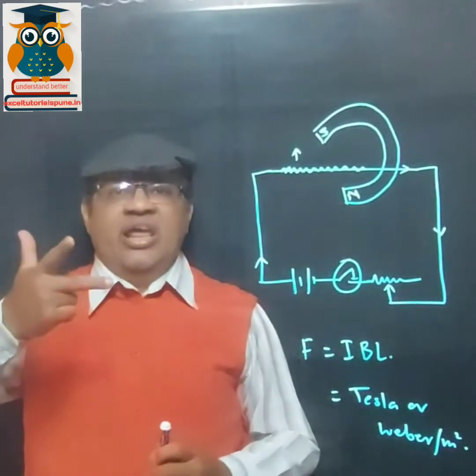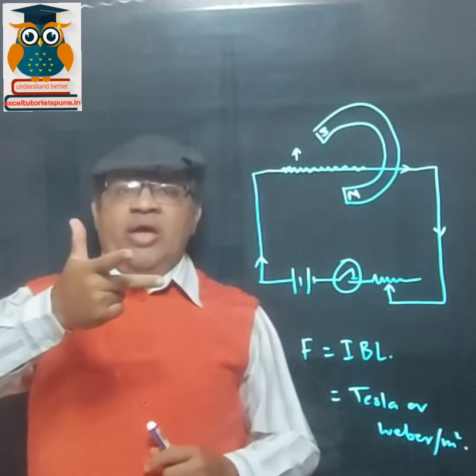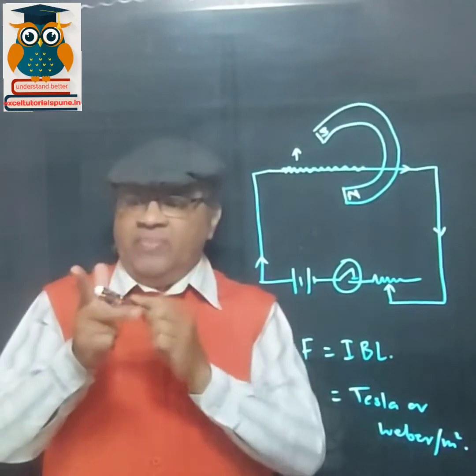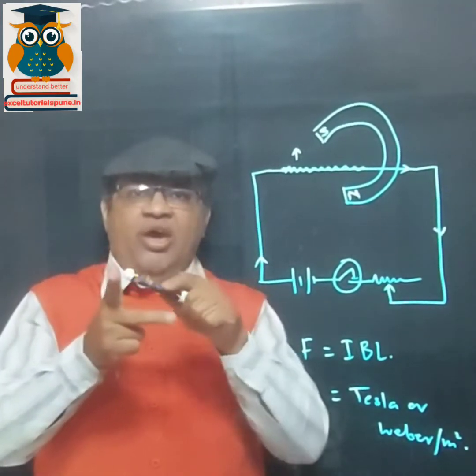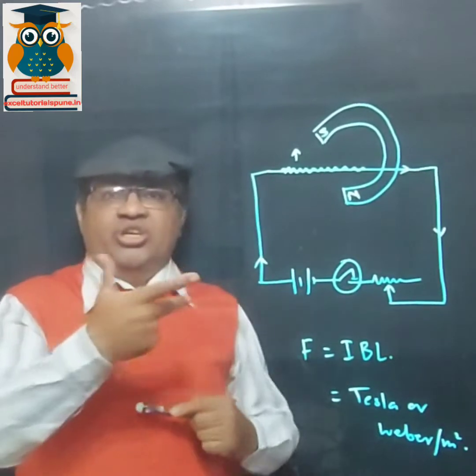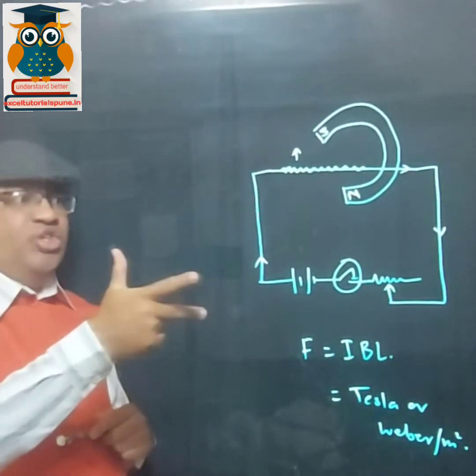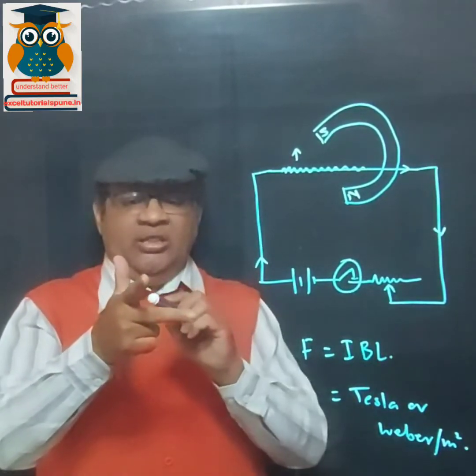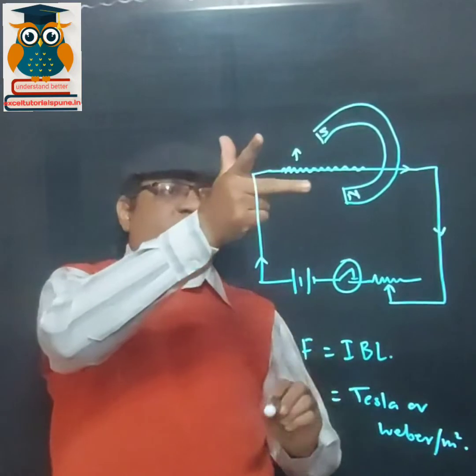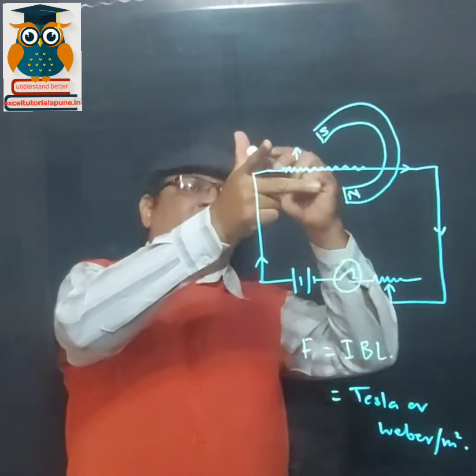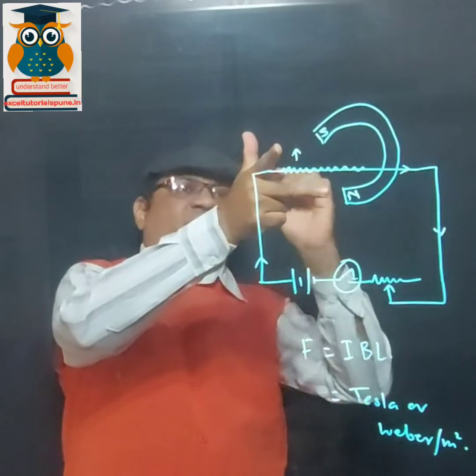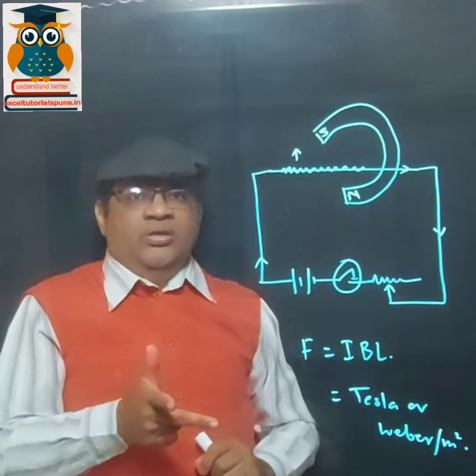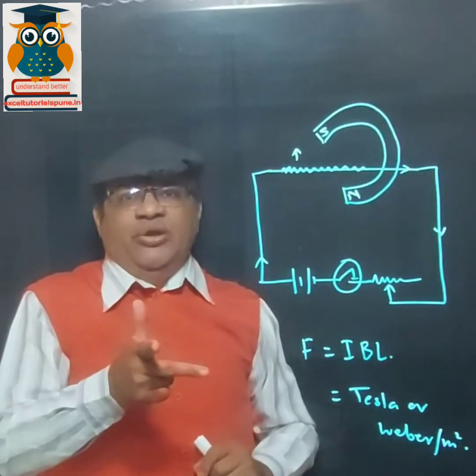You know what Fleming's left hand rule is? Hold the left hand in such a way that the thumb, the forefinger and the middle finger are all perpendicular to each other. Did you observe? They are in perpendicular directions. So if the current is moving in this direction, from here to here, and the magnetic field is surrounding like this, then there is a force acting in the upward direction. So that is Fleming's left hand rule.